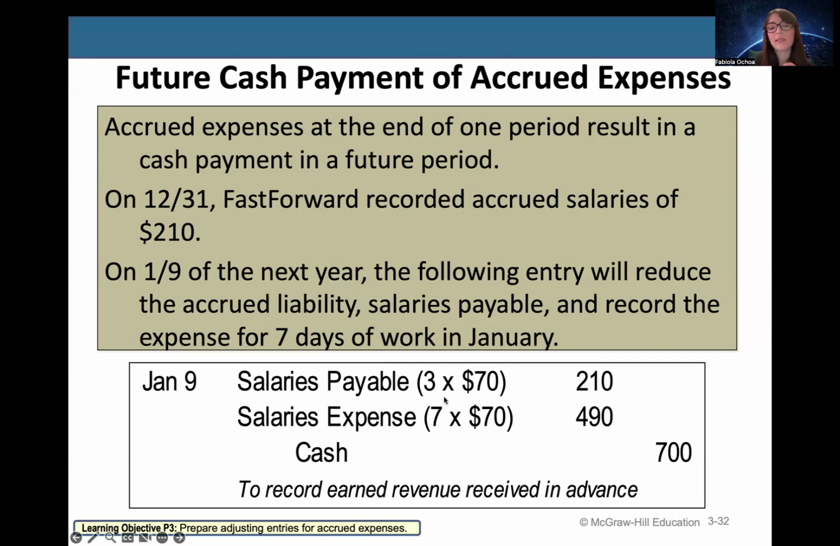You are going to debit salaries expense 7 times 70. Now, we get the 7 from the 7 days of work in January. Okay, so these are the amounts that we are paying our employees from January 1st up until January 9th. And we credit cash for $700, which is our 210 plus our 490, right? So we're paying them for amounts we owed them at the end of December and the amounts that they have worked in January. We are paying them the full amount here.